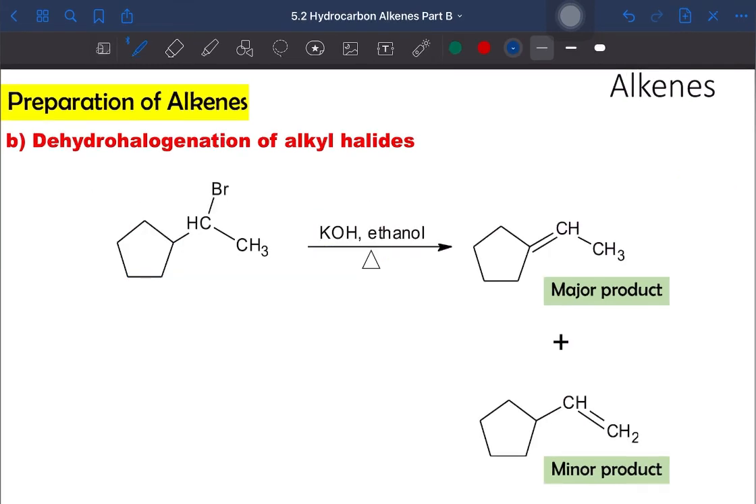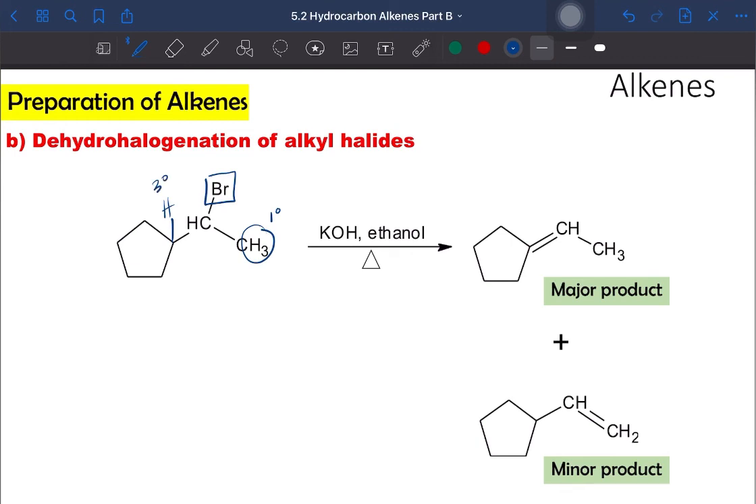Now, let's look at the last example for the dehydrohalogenation of alkyl halide. We have this molecule here. We want to eliminate one halogen and one hydrogen to form an alkene. We know that we have to eliminate this bromine here. The question is which hydrogen we should eliminate to form major and minor product, between this hydrogen or this hydrogen here. This hydrogen is the primary hydrogen and this hydrogen here is the tertiary hydrogen.